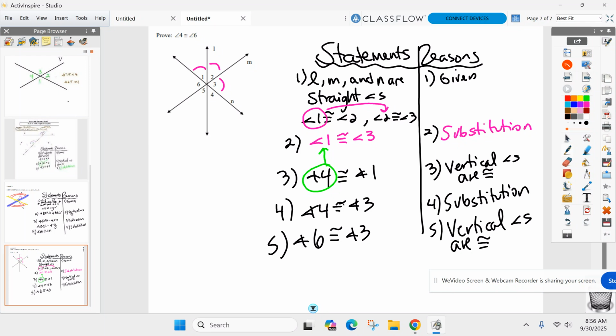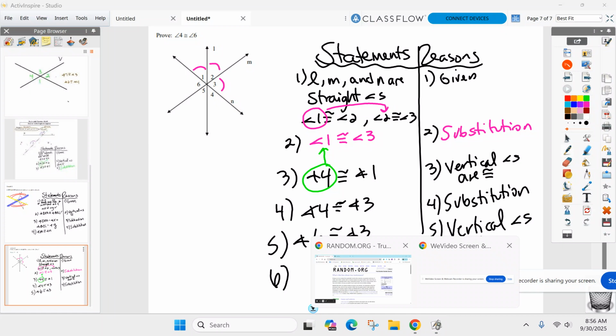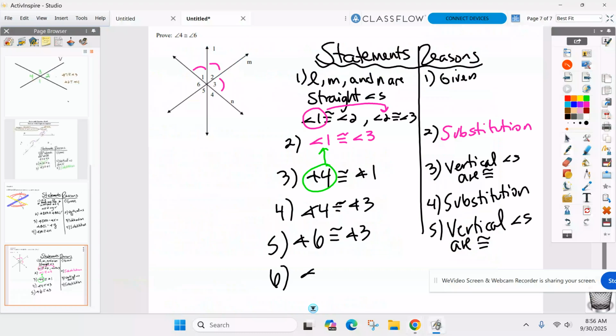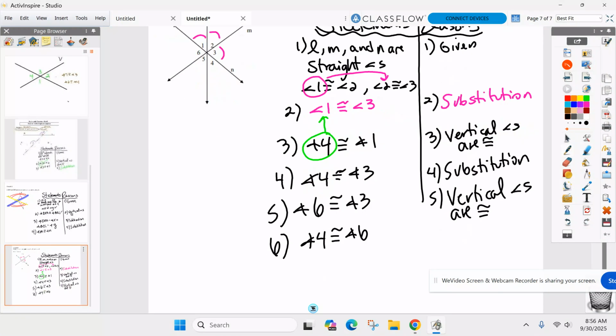4 and 3 are congruent, so are 6 and 3. Can you put those two together and tell me a new pair that must be congruent? 4 is equal to 3, so 6 is equal to 3. So which two now are equal to each other? Jack? 4 and 6, and look at that, that's our proof statement. How do you know 4 and 6, Jack? Because of 6 and 3. Well, what are you doing to get to 4 and 6? Substitution. Yeah, substitution.